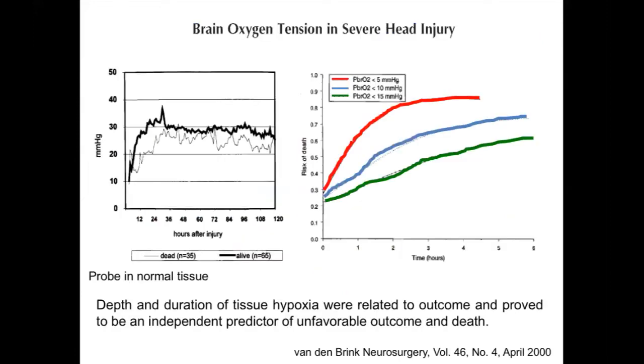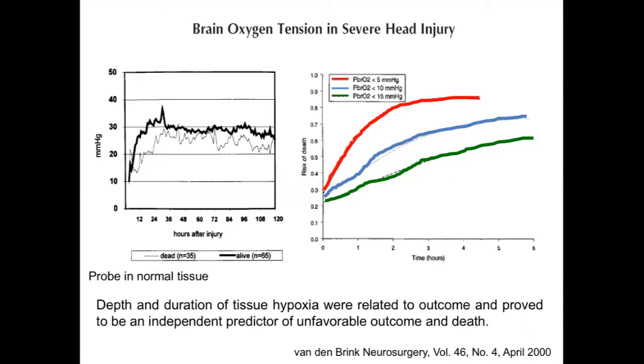Okay, we, as I say, do not have PET availability in all the centers. So what can we use to evaluate brain oxygenation? More than 20 years ago in Europe, we started with PbtO2 monitoring.